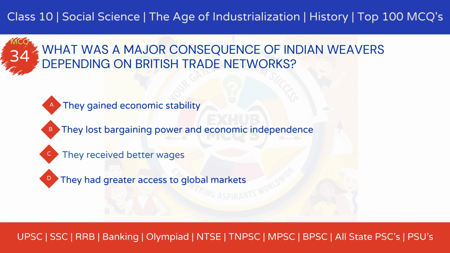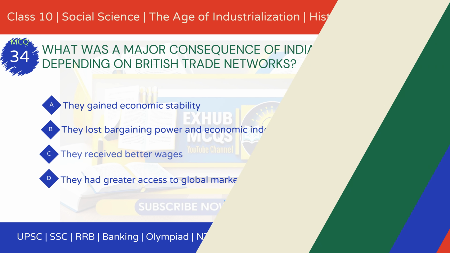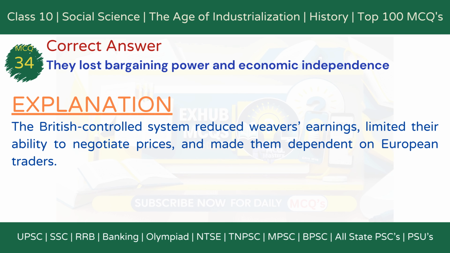MCQ 34. What was a major consequence of Indian weavers depending on British trade networks? Option A. They gained economic stability. Option B. They lost bargaining power and economic independence. Option C. They received better wages. Option D. They had greater access to global markets. The correct answer is option B. They lost bargaining power and economic independence. Explanation: The British-controlled system reduced weavers' earnings, limited their ability to negotiate prices, and made them dependent on European traders.